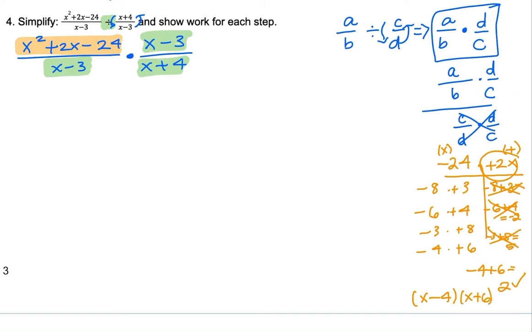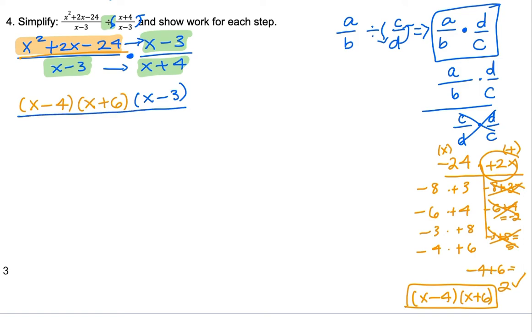So instead of x squared plus 2x minus 24, I'm going to replace that with x minus 4, x plus 6. So I'm going to rewrite my expression with my new factors. So I'm going to have x minus 4 times x plus 6. But keep in mind, guys, once again, that when you're multiplying fractions, you literally just multiply them straight across. So I'm going to go ahead and multiply this times an x minus 3. So now instead of having two fractions, I'm going to combine them as 1. And this is what I have.